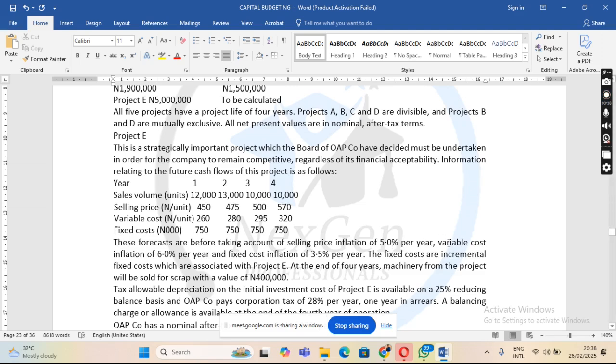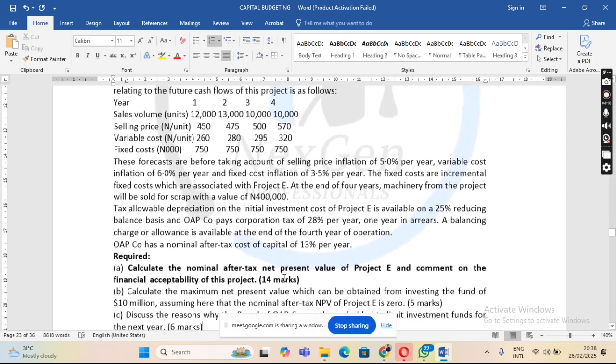When you're given this type of inflation, you can see another one is variable cost inflation of 6%. Your variable cost for project E will increase 6% per year, right? And fixed cost inflation of 3%, and fixed costs as well. The fixed costs are incremental fixed costs which are associated with the project, right? Now, at the end of the 4 years, machinery from the project will be sold with a value of 40, that is the terminal value or scrap value.